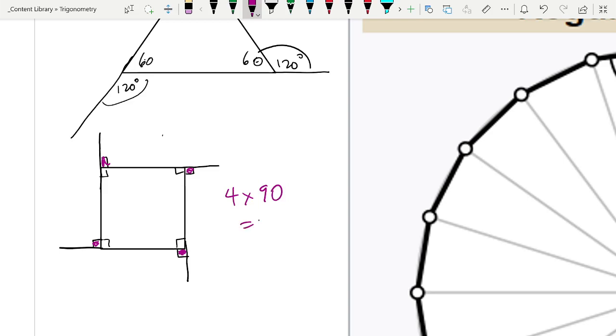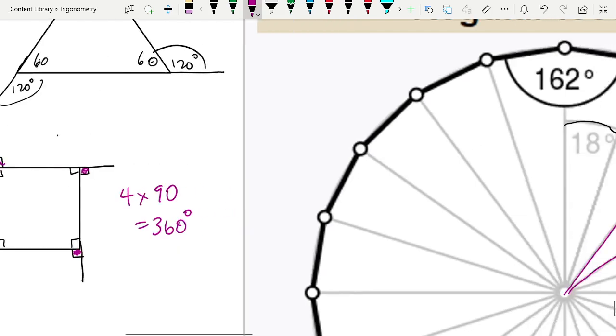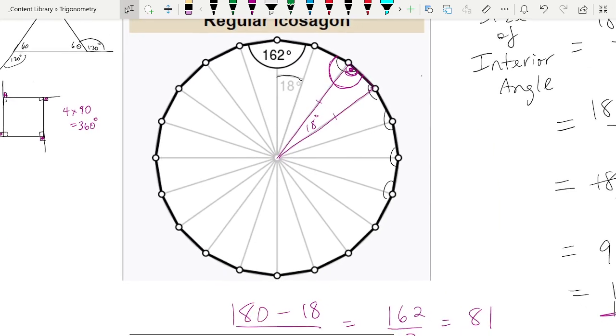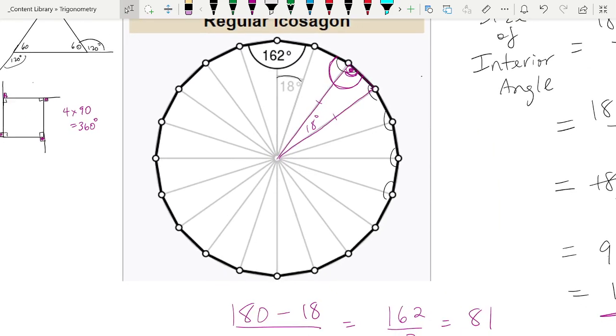It's 360 again. Let's check it one more time. We got this guy ready to go. Let's use him, our regular icosagon. So if I kept this line going, and then I kept that line going, and then I kept this line going, and then I kept this line going, how big are all these angles?